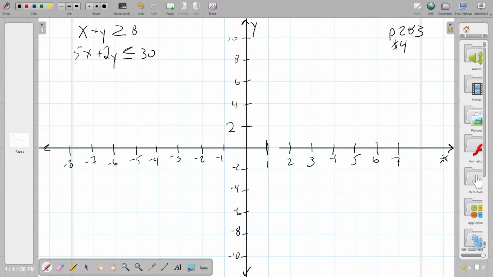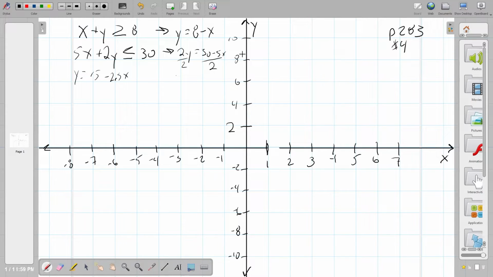So the first thing we're going to want to do is solve this for y equals. We just change this greater than or equal to equals. Y equals 8, subtract the x from both sides, minus x. And this one becomes 2y equals 30 minus 5x. Divide out the 2, divide out the 2. Y equals 15 minus 2.5x. Y equals 8 minus x.